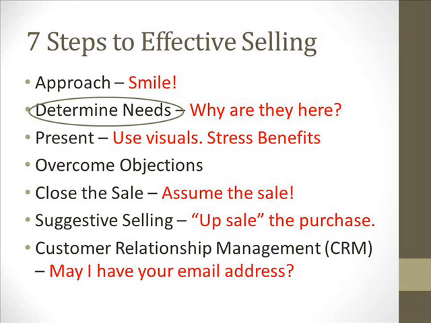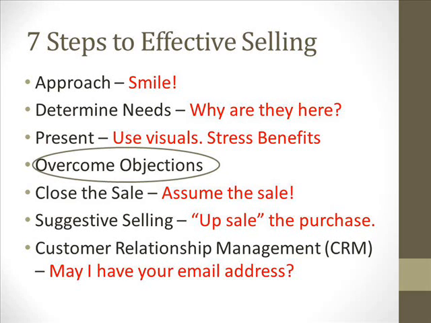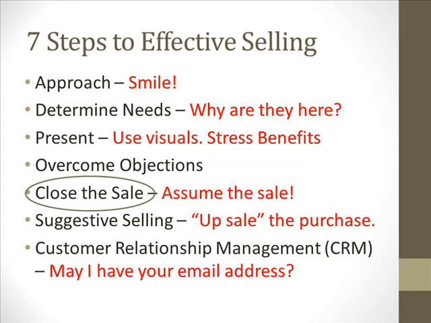Third step is present. So notice when the customer came in, we didn't say present was the first thing. We don't launch right into a presentation. We talked about mannerisms, voice inflections, how to use visuals, but most importantly, how to stress benefits over features. Then number 4 was overcome objections, which we'll get into in a minute. We went over several ways of how to overcome a customer objection. Then close the sale. You'd be surprised at how many people do not close the sale.